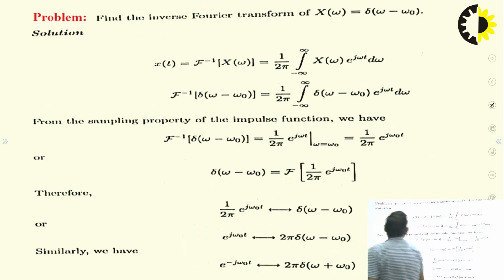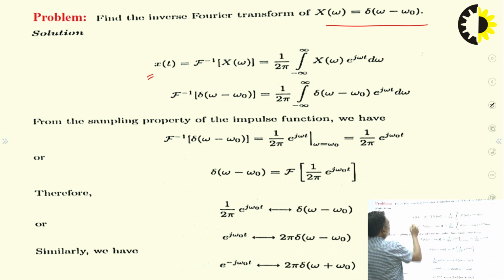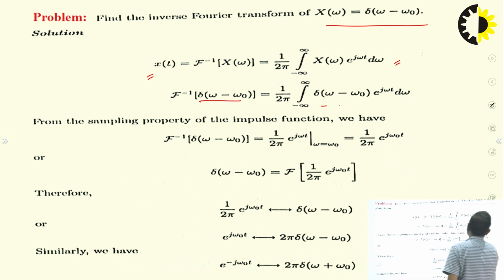Now another problem. Find the inverse Fourier transform of X(omega) equals delta(omega minus omega naught). Here we will use the definition of the inverse continuous time Fourier transform. So x(t) equals the inverse Fourier transform of X(omega), where X(omega) is delta(omega minus omega naught). We will write 1 upon 2 pi, integral from minus infinity to infinity of X(omega) into e to the power j omega t d omega. Now X(omega) is delta(omega minus omega naught), so we will put it over here.